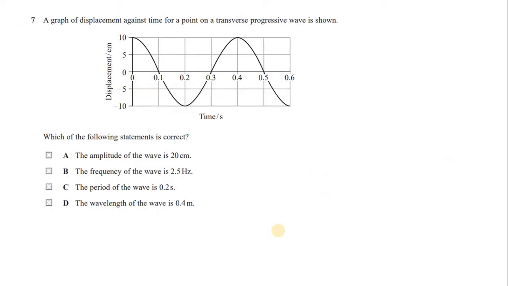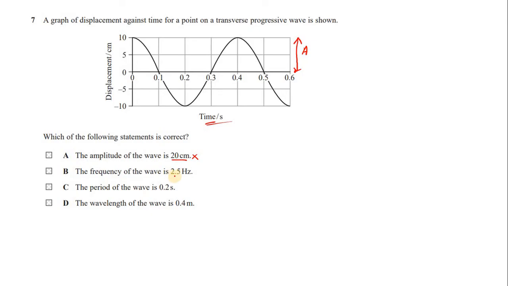Question 7, a graph of displacement against time for a point on a transverse progressive wave is shown. Displacement and time, remember this is the time axis here in seconds. Which of the following statements is correct? The amplitude of the wave is 20 centimeter. No, we cannot say amplitude is 20. Amplitude is in fact measured from the equilibrium position. So this will be the amplitude, which is 10, not 20. So this is a wrong answer.